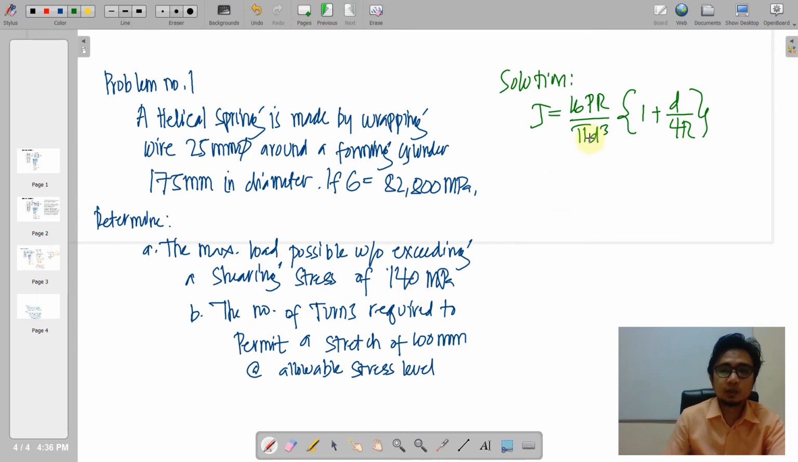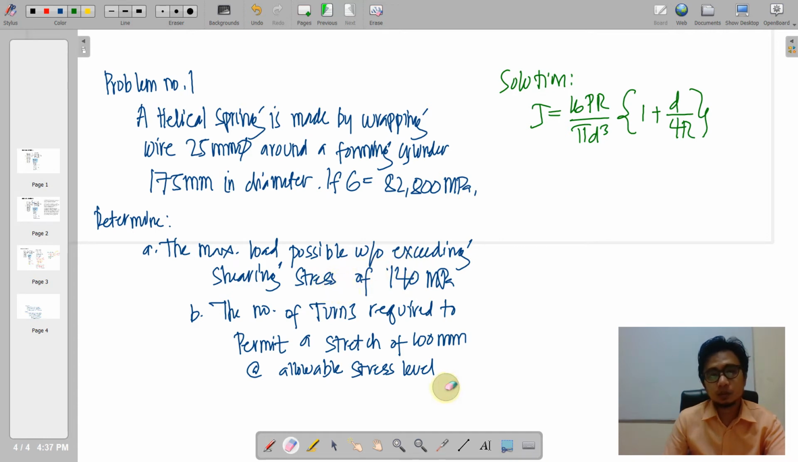So we need to know the value of the mean radius r here. No problem with the wire diameter because it's already given. Okay, so the mean diameter is essential here. Anyway, the allowable stress will just be substituted in this equation, and then we come up with the load possible. Okay, the maximum load possible.